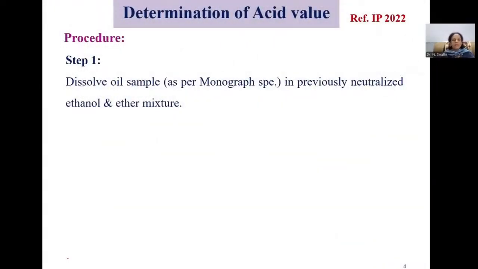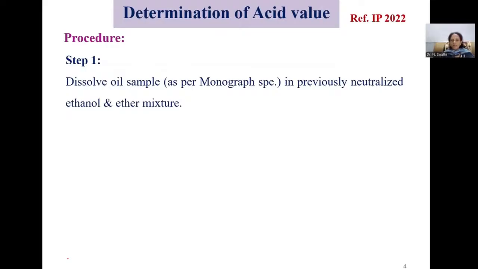Now let us consider the procedure involved in the acid value determination. So step 1, take the sample in the conical flask. And how much of sample you are going to add depends on the monograph specifications. For each and every oil, whether it is coconut oil, castor oil, mustard oil or olive oil, how much of sample you have to take, this information is provided already in the IP.